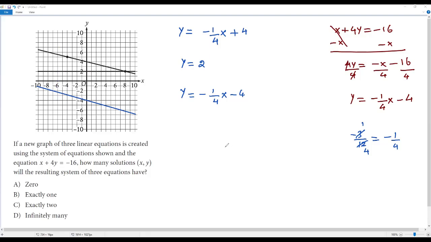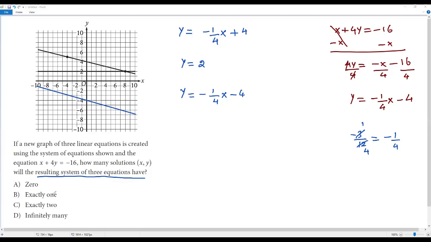As I said earlier, if all the three lines intersect at a particular point, then the point where all the three lines are concurrent is a solution for the resulting system of three equations. But here, even two of the three lines never intersect because these two lines are parallel. Since two of the equations in the system of three linear equations never intersect, definitely all the three lines will never intersect at a point. So there is no solution for the resulting system of three equations.